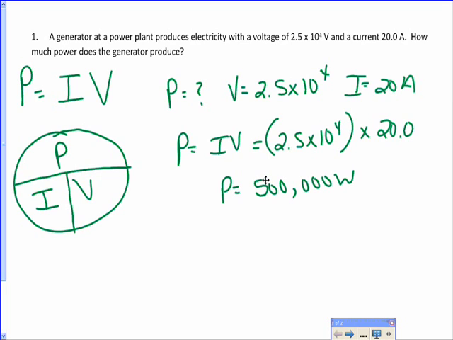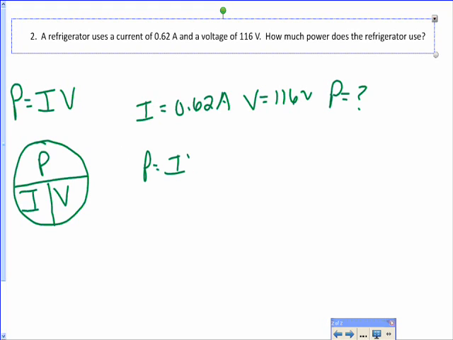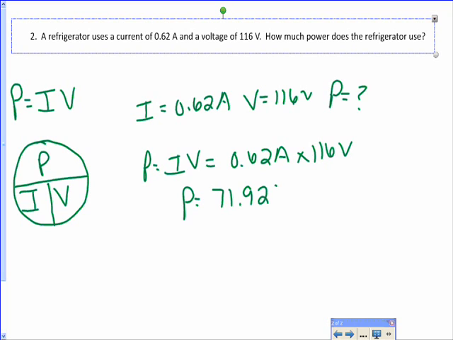Let's go ahead and look at number 2. A refrigerator uses a current of 0.62 amps and a voltage of 116 volts. How much power does the refrigerator use? So we've got current is 0.62 amps, voltage is 116 volts, and it asks how much power. So we have power equals I times V again, and we plug in our numbers, 0.62 amps times 116 volts. And our power, once you calculate that, is 71.92 watts.